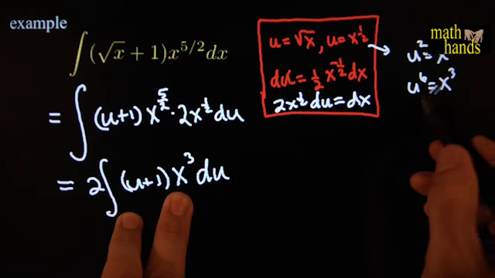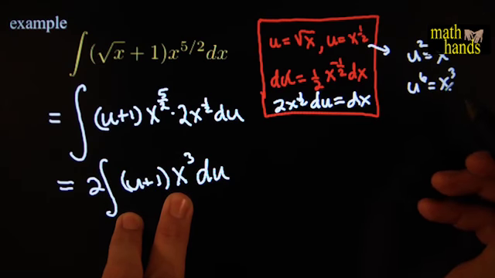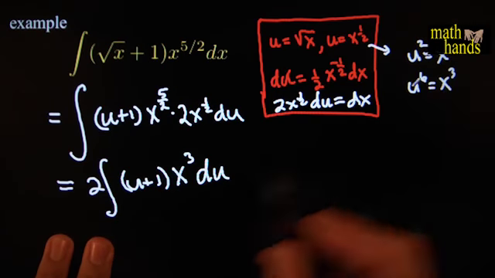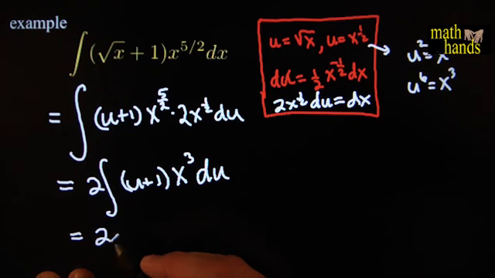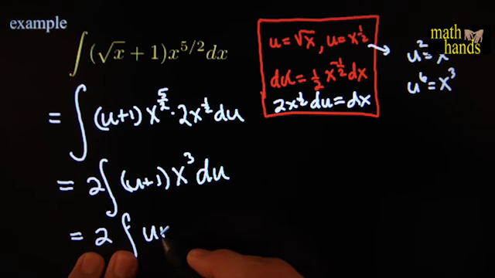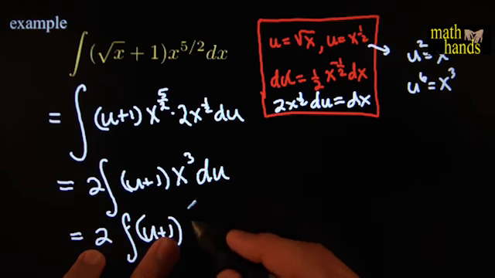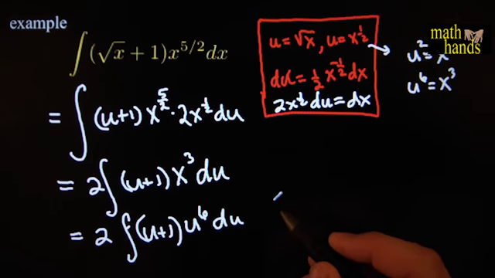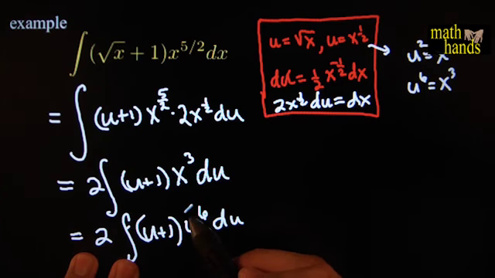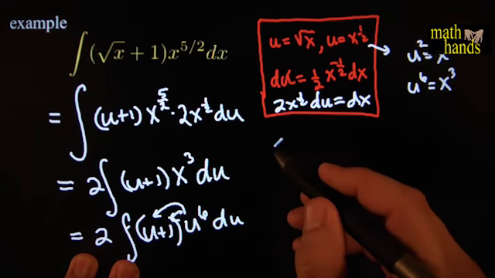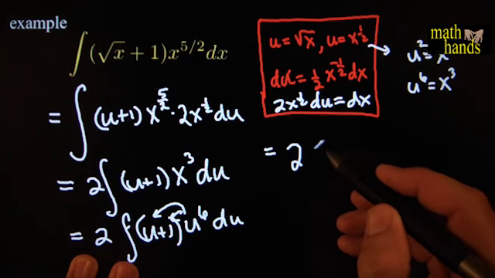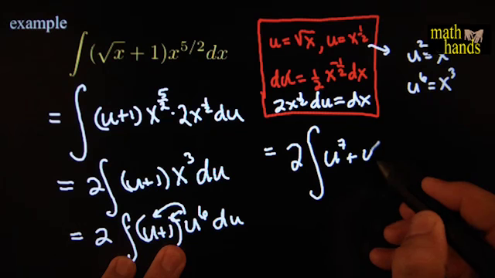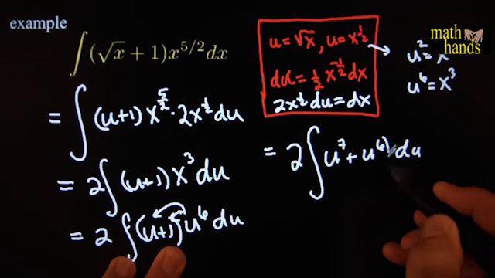And that gives me a nice little exchange rate coming from the dictionary and telling me that x to the 3rd can be exchanged for u to the 6th. So I come over here and I go, this would be (u plus 1) x to the 3rd, u to the 6th du. You say, whoa, now what? I could distribute this in there, and that becomes 2 times the integral of u to the 7th plus u to the 6th du.